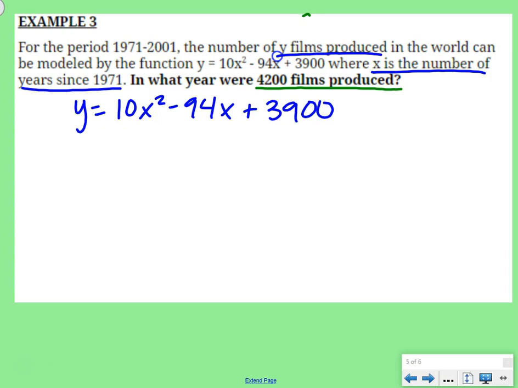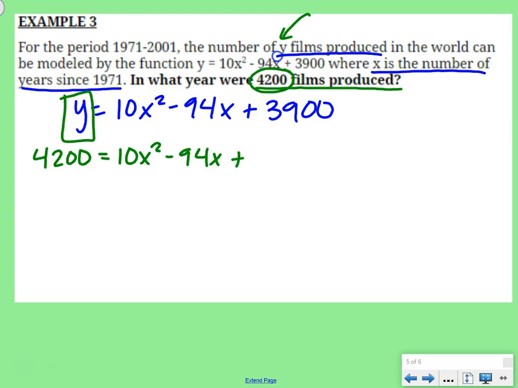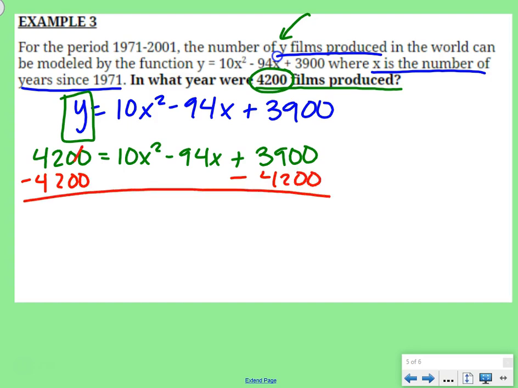So y is the number of films produced, which means 4,200 is being substituted in for y. So we can put 4,200 in for y. Now, if we are going to use the quadratic formula, this needs to be equal to 0. So we need to minus 4,200 on each side. When we get 0 equals 10x squared minus 94x minus 300.